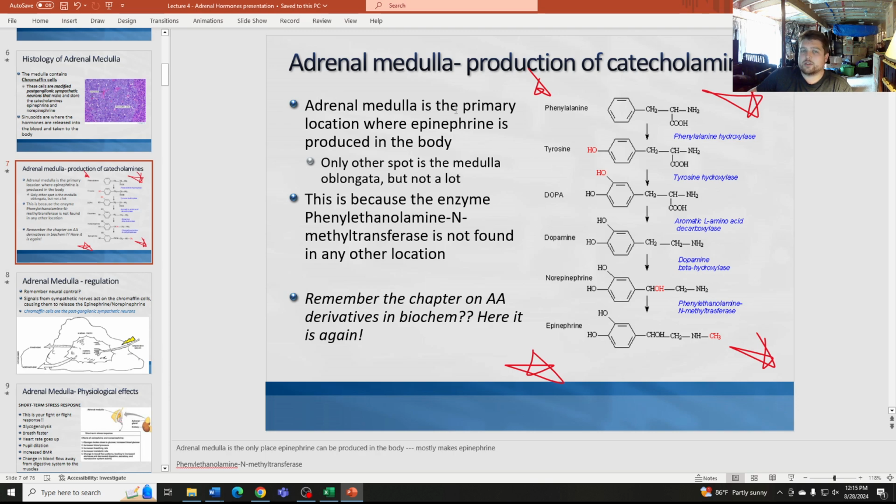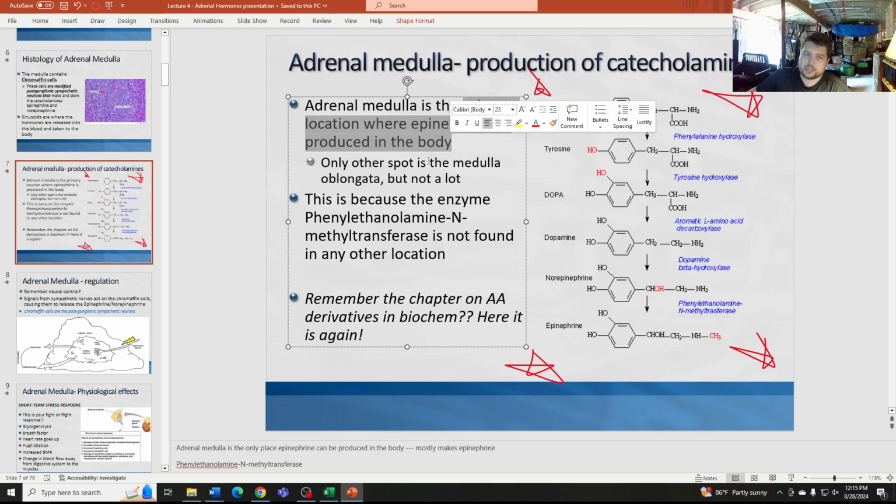So the adrenal medulla is going to be the primary location where epinephrine is going to be produced in the body. This is a little side note.